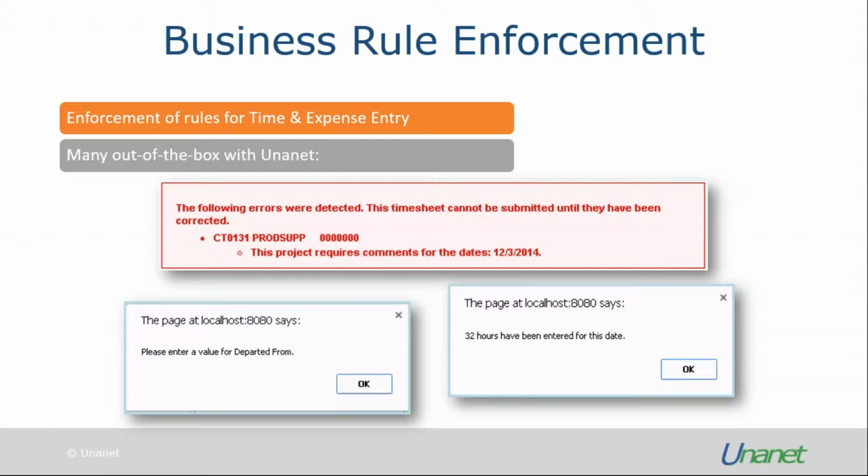Like you can see, we can put conditions while creating a project that when it is used on a timesheet, comments need to be added to the timesheet for a particular project. And in case that part is not taken care of, then you will see a pop-up message which will tell the user that comments are missing and they need to be added for that particular project for that particular date. So those are the inbuilt ones which can be customized through the product Unanet.